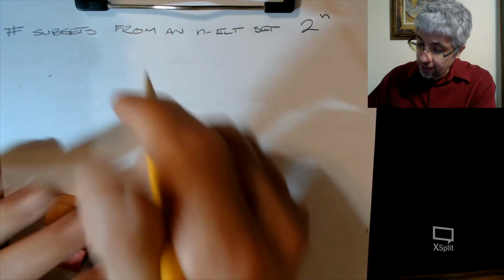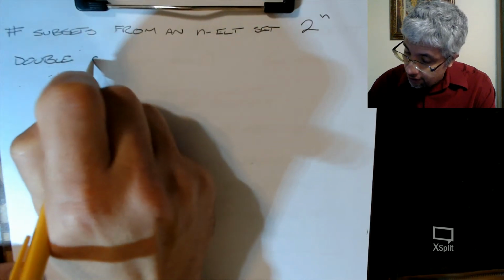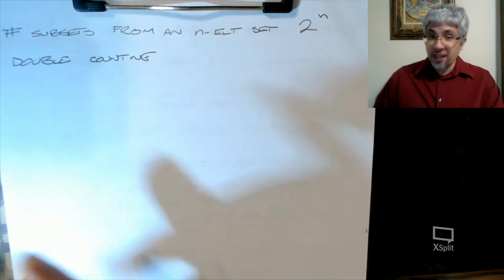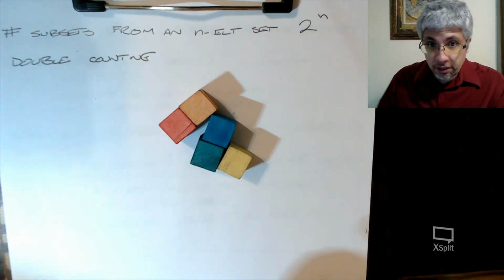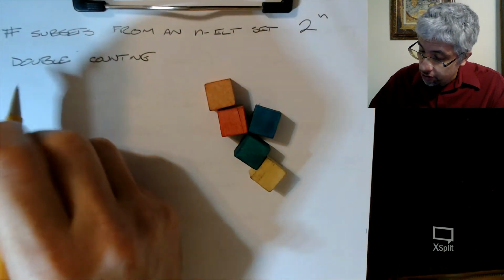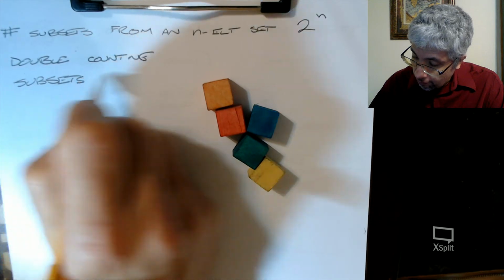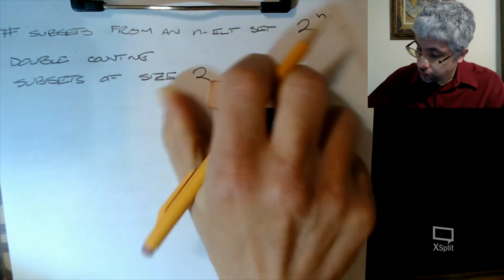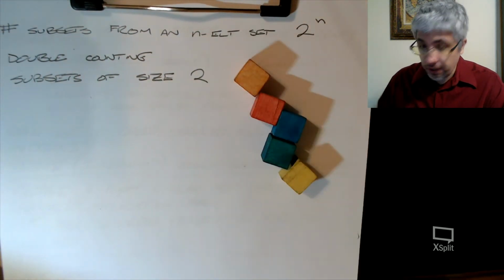Intentional double counting, and this is useful. Double counting is actually a nice technique sometimes. As a matter of fact, it's a very famous technique. But first, let's say how we would solve this problem here. So I want to know the subsets of size 2 from these 5 objects.